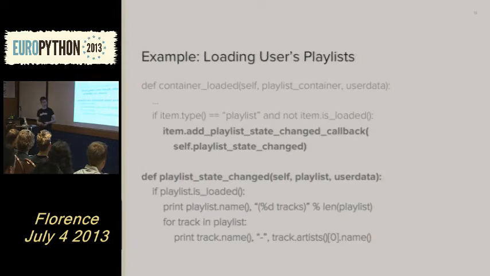Let's continue there and load the user's playlists. Here in the container loaded callback, we can iterate over the items in the user's playlists, and let's say they are not loaded, then you register the playlist state changed callback. The playlist state changes when the playlist is fully loaded. So this is invoked, the playlist is fully loaded, and now we can finally iterate over the tracks.